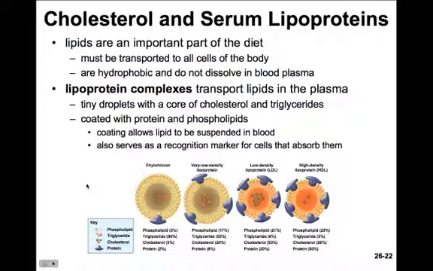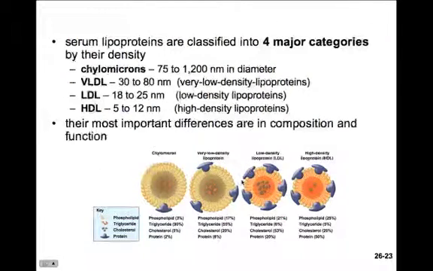They're tiny droplets that have a core of cholesterol and triglycerides, and then they're coated with proteins and phospholipids. These coatings allow the lipid to be suspended in the blood, and they also serve as recognition markers so that cells that absorb them know they're there and can connect to them and absorb their contents. You can see there's a variety of different kinds of lipoproteins with varying protein content. They're classified into 4 major categories by their density. The higher the proportion of protein to lipids, the higher the density they are.